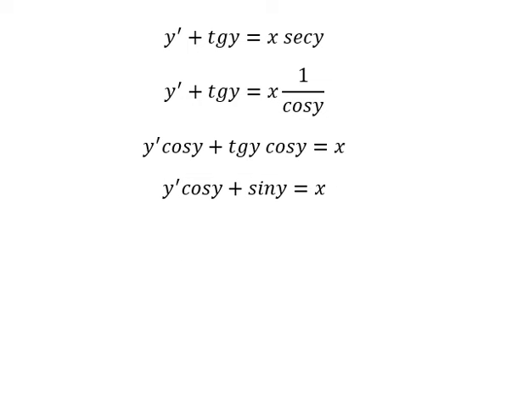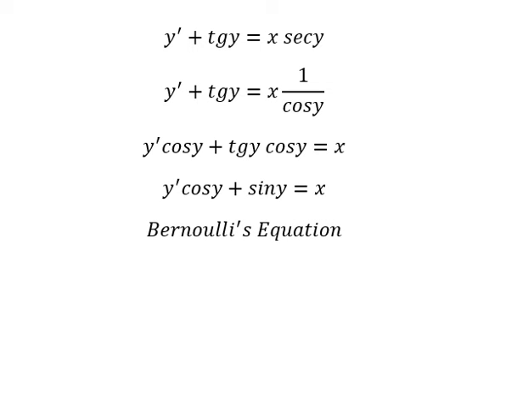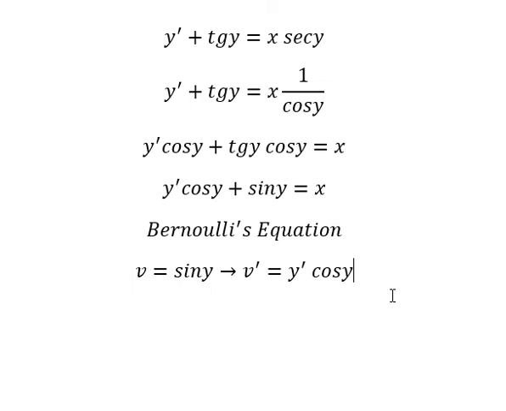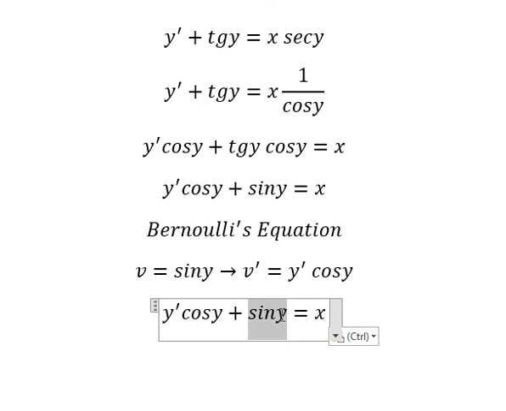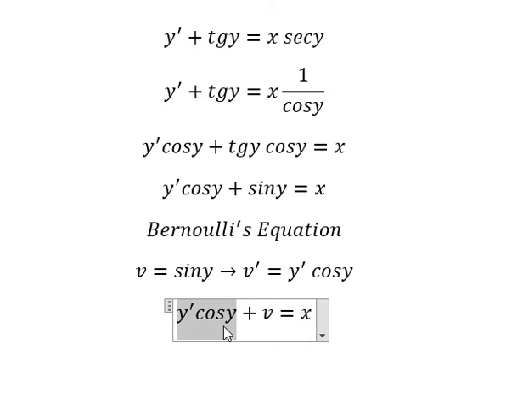This is Bernoulli's equation. So I will put v equal to sine y. Later we need to take the first derivative of both sides, and we have it like this. Now this one we change by v, and this one we change by the first derivative of v.